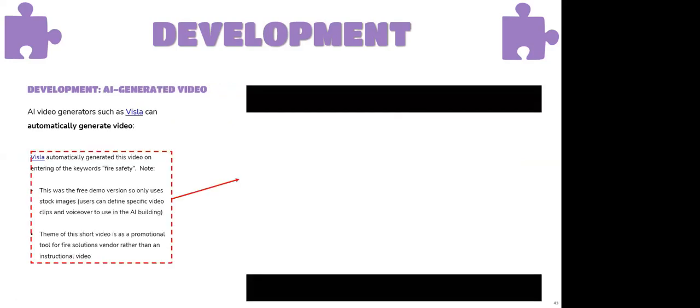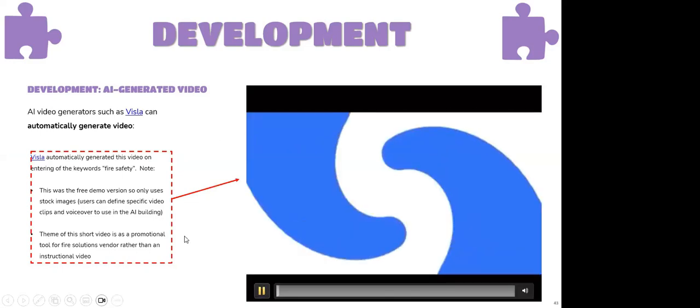AI generated video, video generators like Vizla, for example. I put in just the keywords fire safety, and it just gave me, I won't play the full track just in the interest of time, but just to play a few seconds of it.